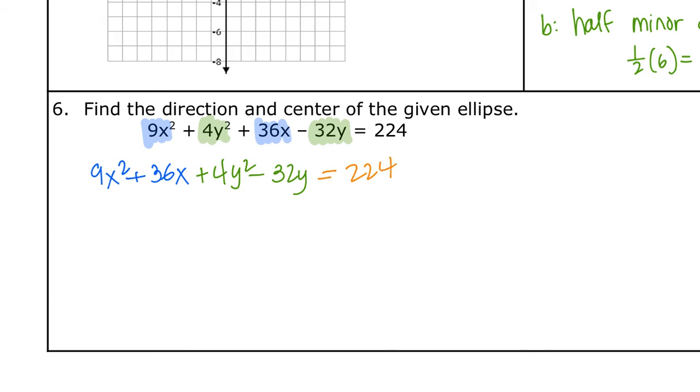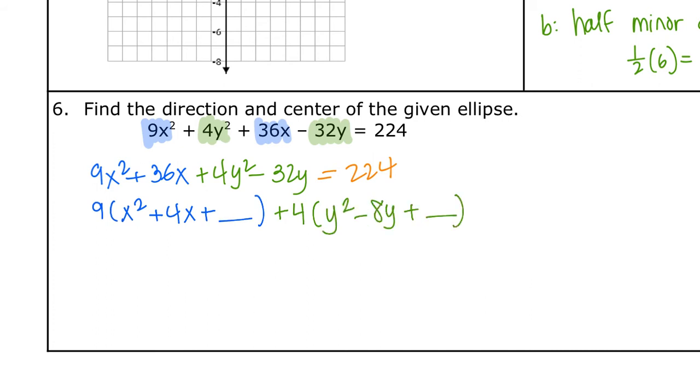But you'll notice this time around, these have leading coefficients, and I don't want that. So with the blue part, the part with the x's, I'm going to divide both of those by 9, which gives me x squared plus 4x, and then I'm going to leave a blank here. Then for the green part, the y's, I'm going to divide by 4, which leaves me with y squared minus 8y plus blank equals 224.